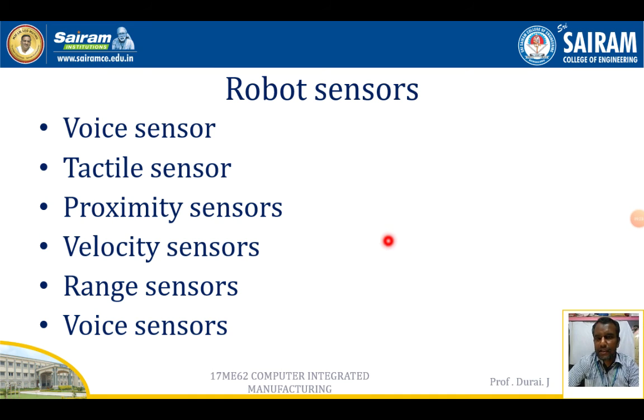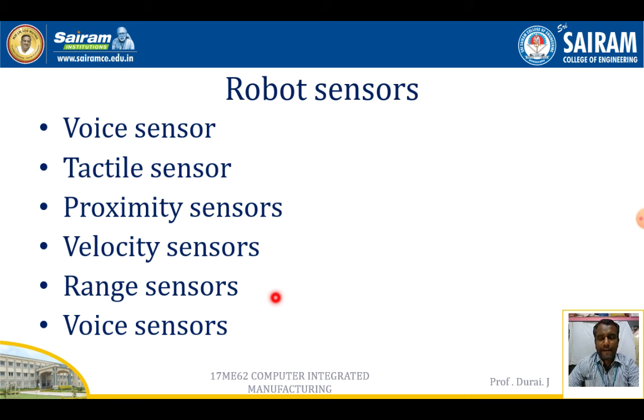The next is the proximity sensor. Proximity sensors are used to sense the presence of an object within a specified distance or space without any physical contact. Usually this proximity sensor helps to prevent accidents. Then comes the velocity sensor. These help to estimate the speed with which the robot's manipulator moves. This is about the velocity sensors.